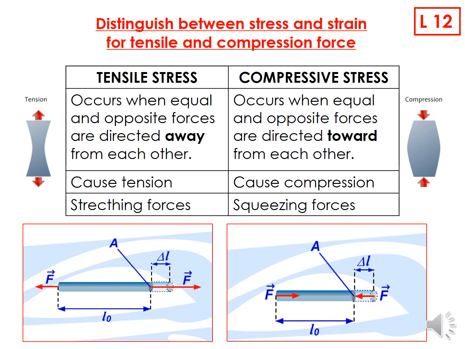Distinguish between stress and strain for tensile and compression force. Tensile stress occurs when equal and opposite forces are directed away from each other, whereas compressive stress occurs when equal and opposite forces are directed toward each other. Tensile stress causes tension, but compressive stress causes compression. And again, tensile stress depends on stretching forces, whereas compressive stress depends on squeezing forces.